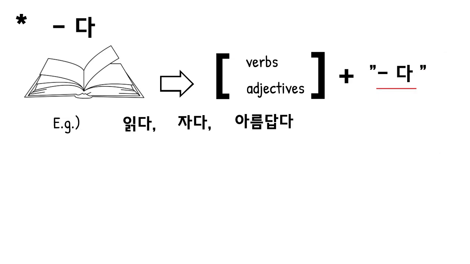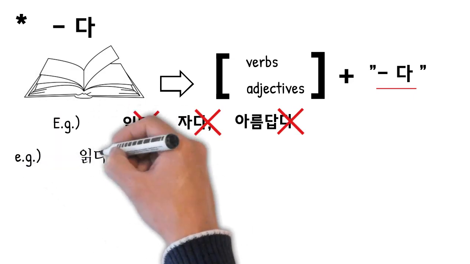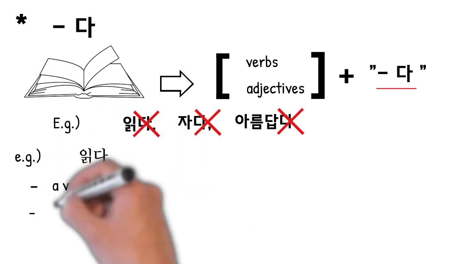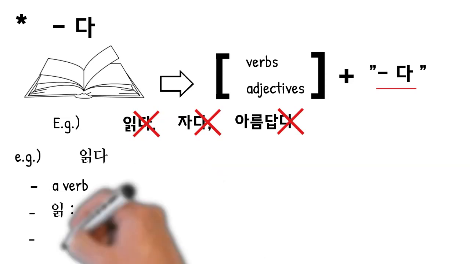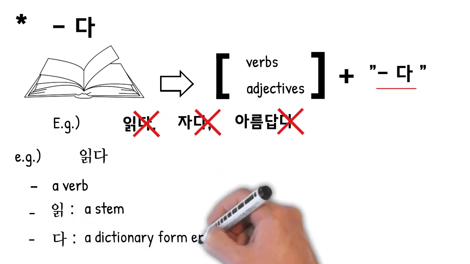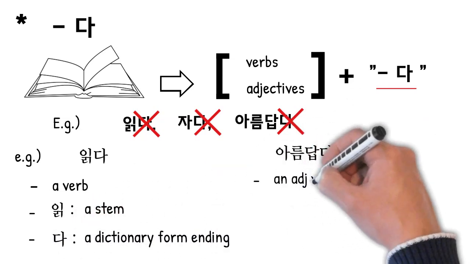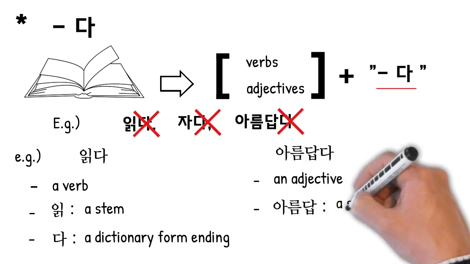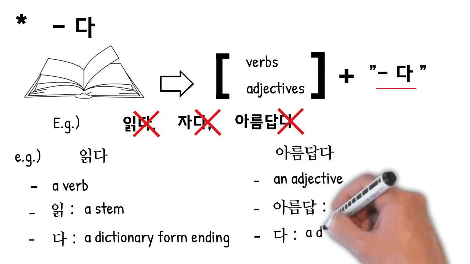Consequently, finding the stem of a verb or an adjective is simple. You just take out 다 from the verbs and adjectives. Anything being left after you take out 다 is the stem. Here are some examples. 읽다, a verb, 읽 is a stem, 다 is a dictionary form ending. 아름답다, an adjective, 아름답 is a stem, 다 is a dictionary form ending.